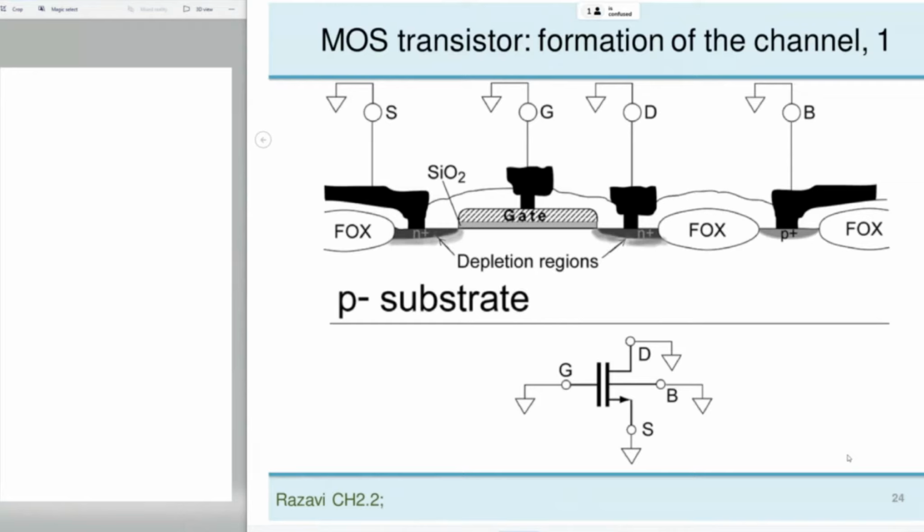So as a basis for our discussions, we will use the NMOS transistor. For the NMOS transistor, we start with a P substrate, and then we'll start connecting all terminals to ground. So you have this situation. So there will be no channel here, and there is no current that can flow from the drain to the source.